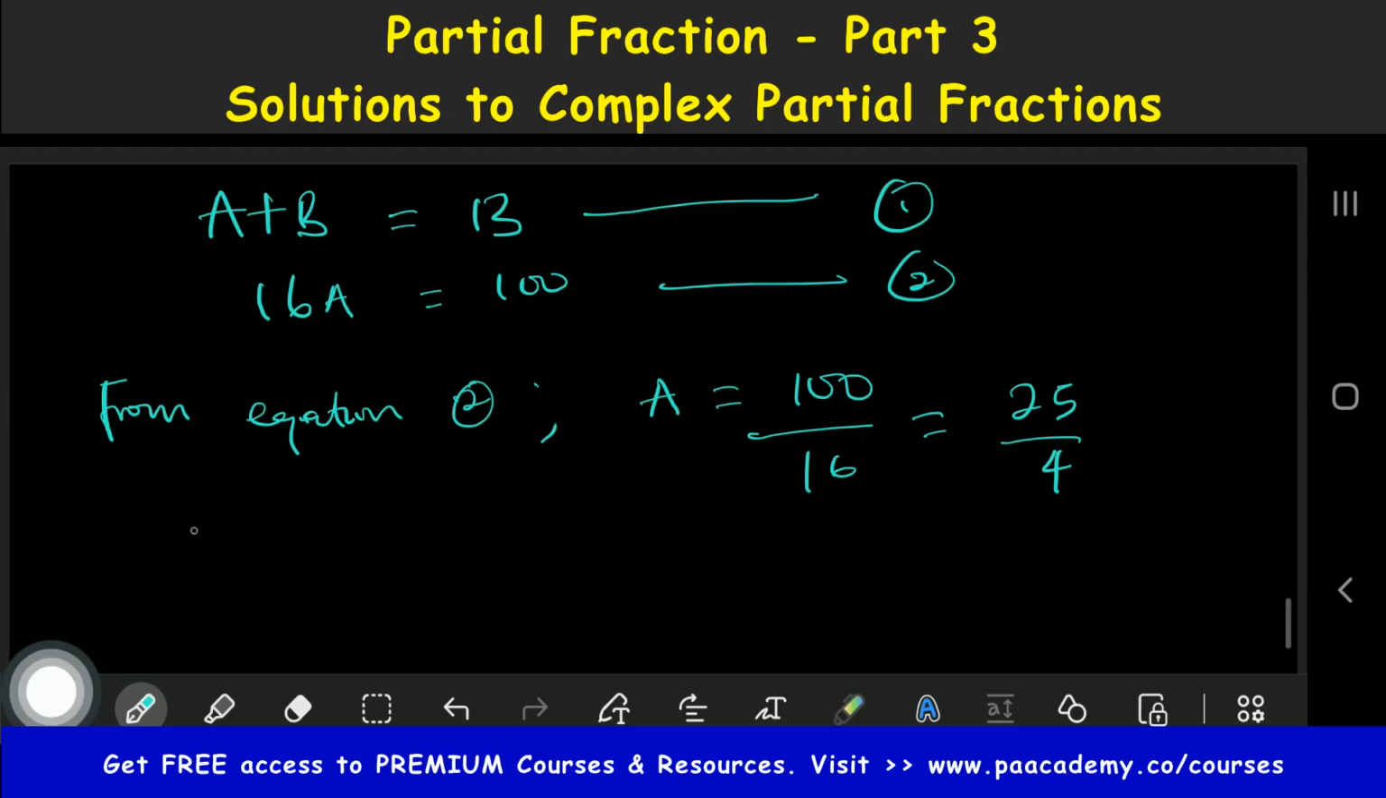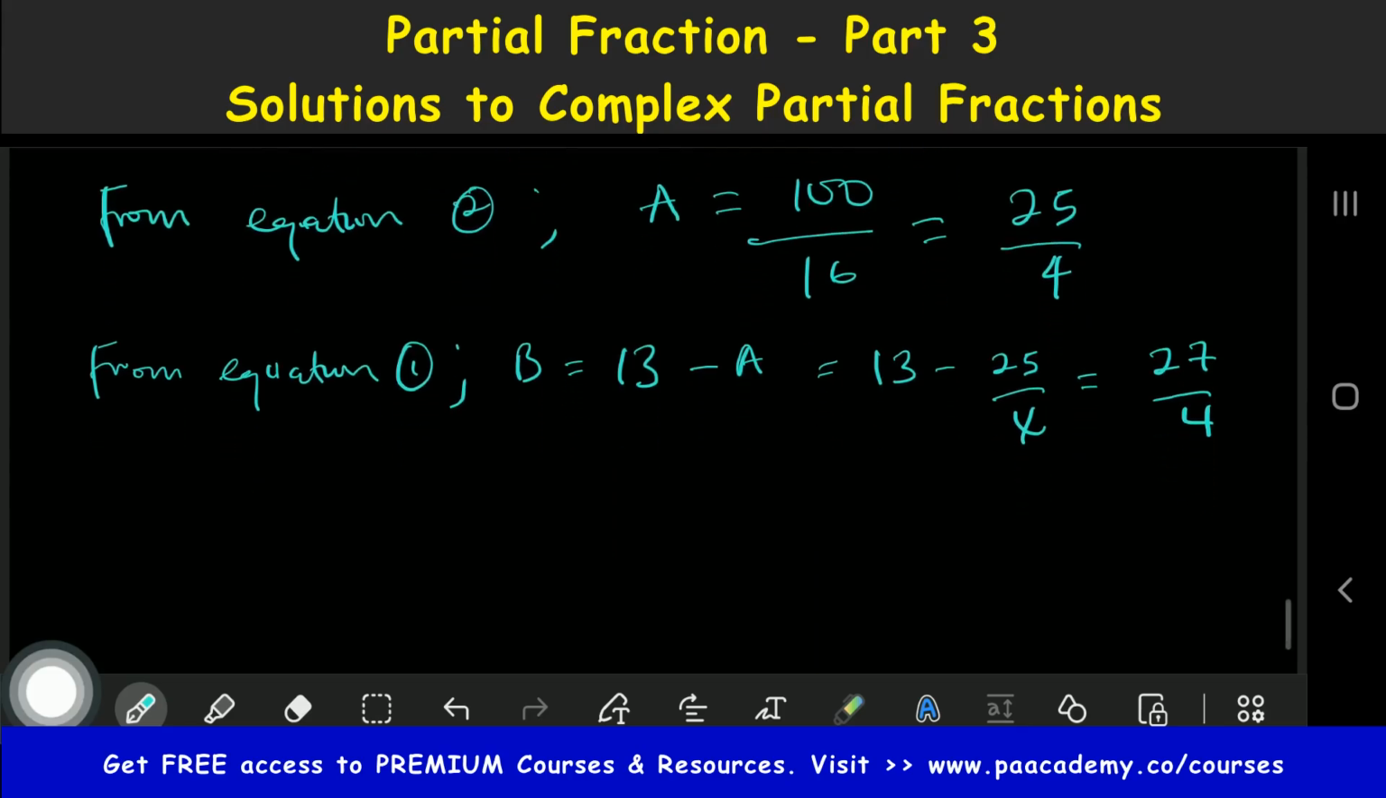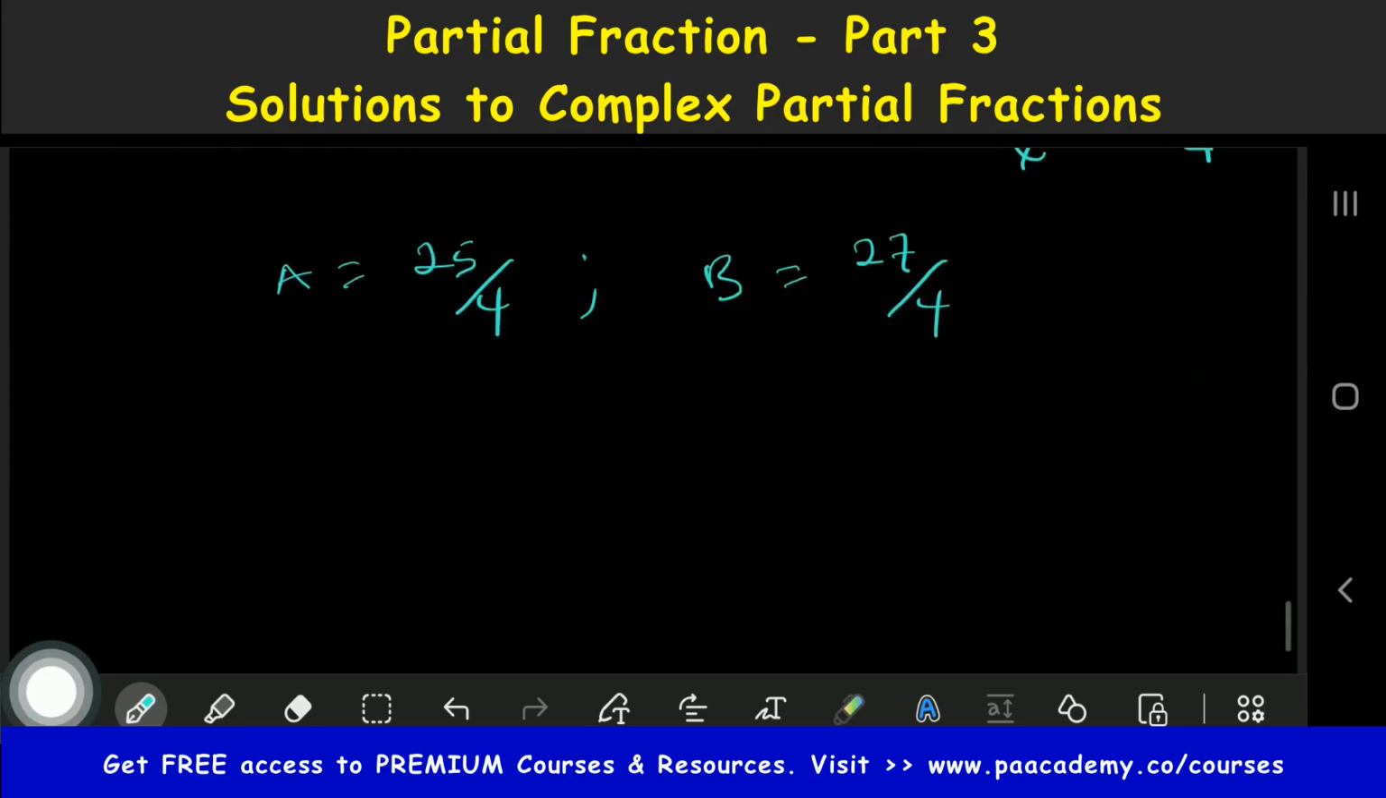All right, since we've gotten our A, from equation 1 we can say that B equals 13 minus A, which is 13 minus 25 over 4, and that will give you 27 over 4. So now we've gotten our A to be 25 over 4, and we've gotten our B to be 27 over 4. Now how do we represent it?